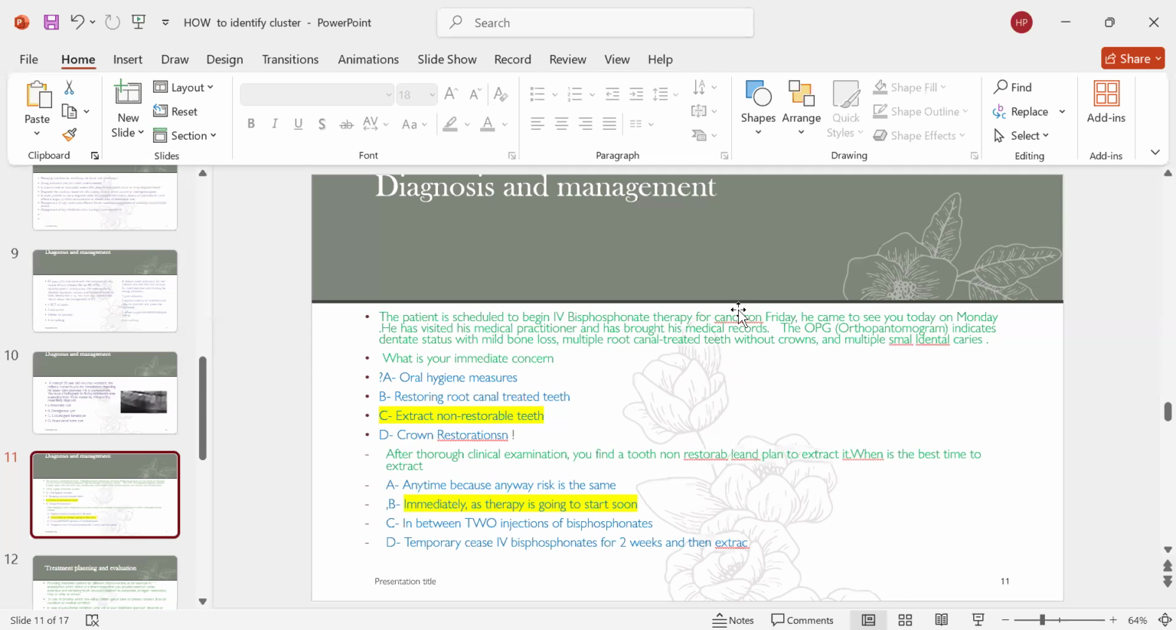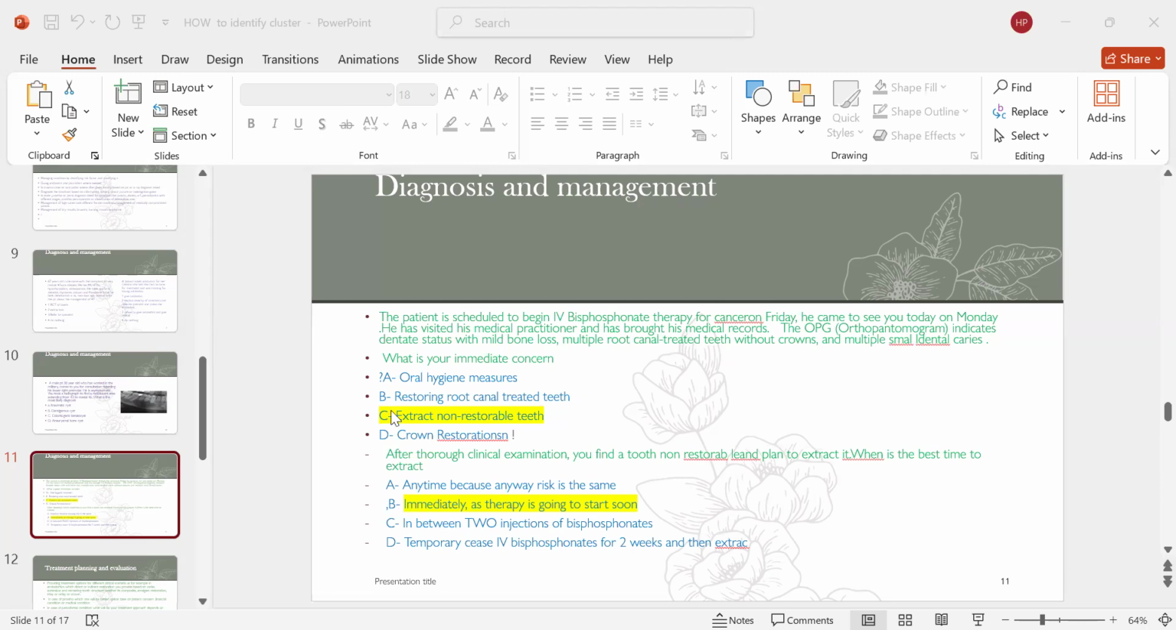Bronze, high chances of the bronze. So what you need to do? You need to extract the non-restorable tooth, right? So this comes into the management part. How are you going to manage extracting the non-restorable tooth, right, Dr. Sam?